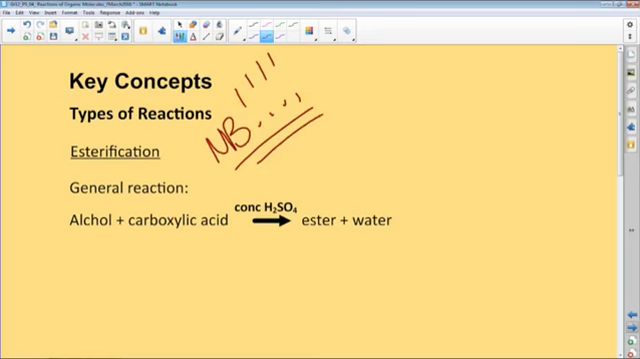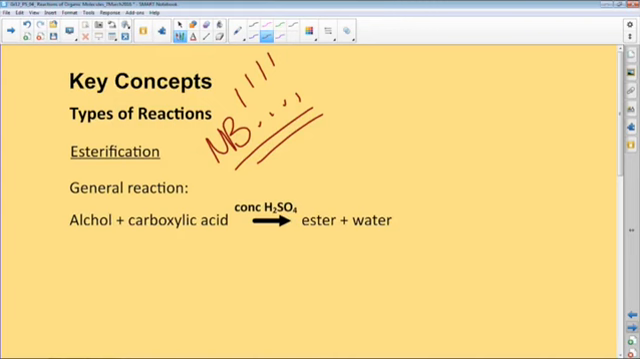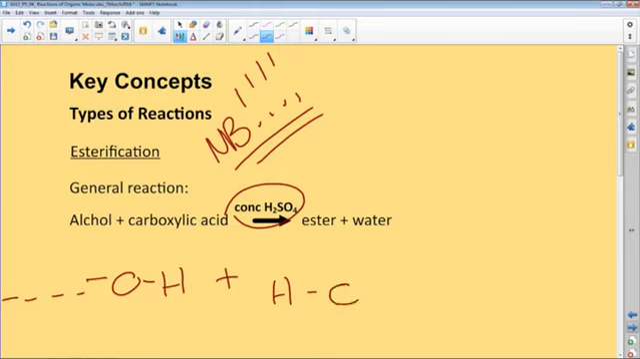Extremely important. I promise you, you're going to get esterification. It's also one of your pracs. If you take an alcohol, add a carboxylic acid, use concentrated sulfuric acid as a catalyst, you will get an ester and water. What happens is the OH from the alcohol comes with, so remember that's, then this is the rest of the carbon group, the carboxylic acid looks like that.